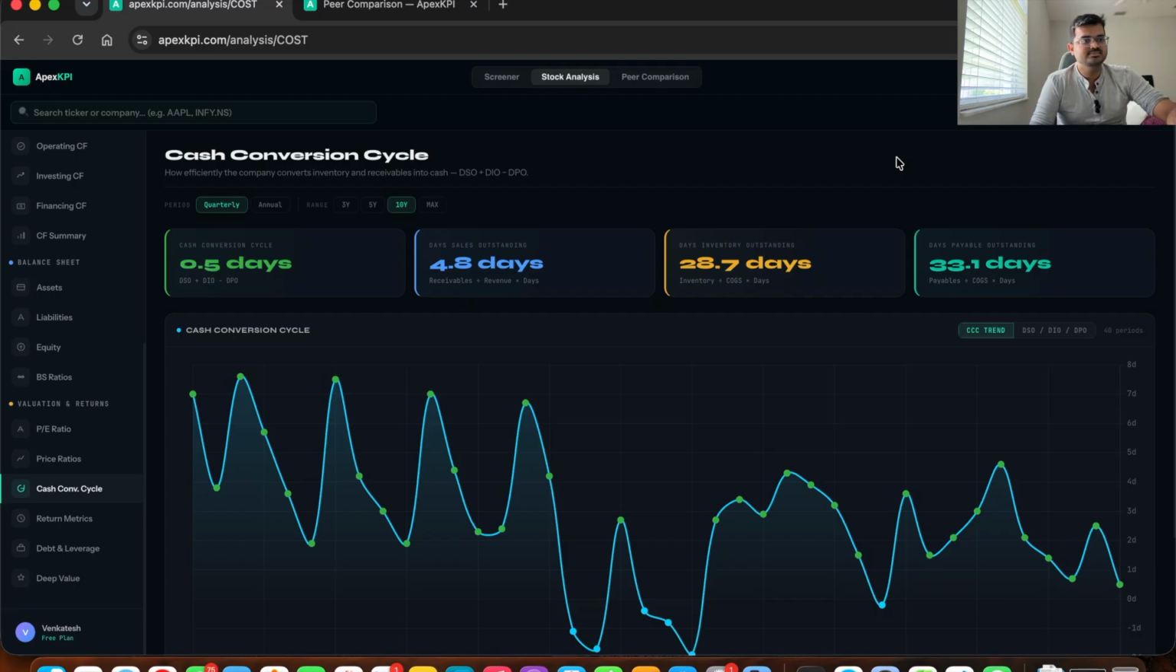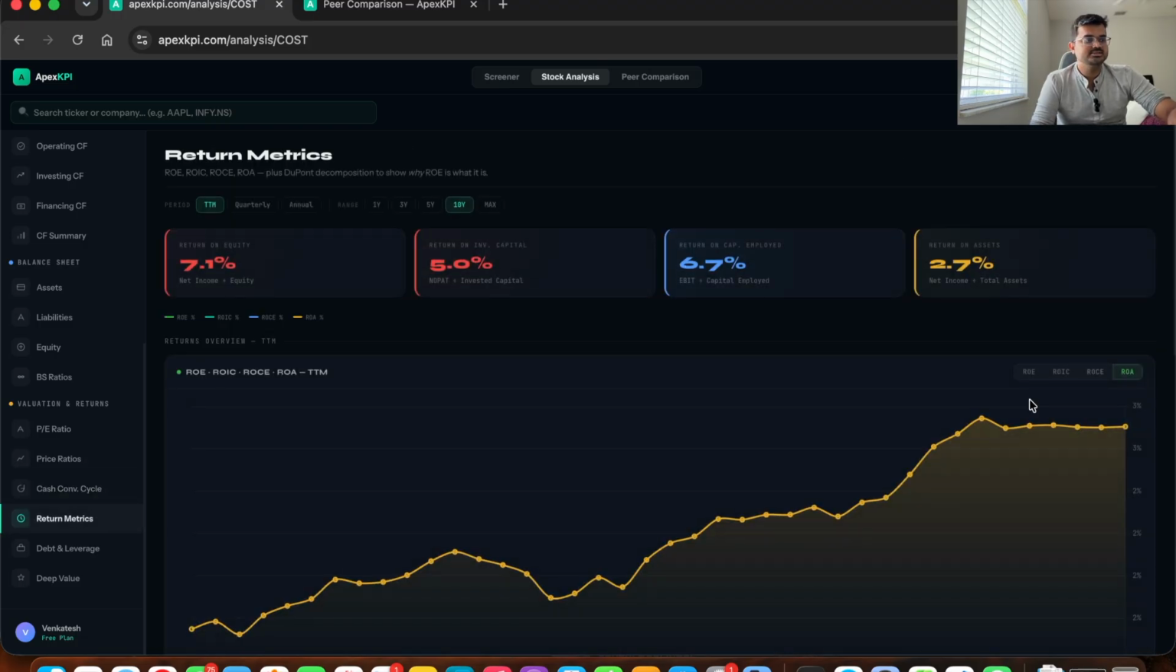And if you see any business with a negative CCC, or cash conversion cycle, the business is running at a gold standard level. Next one is return metrics.